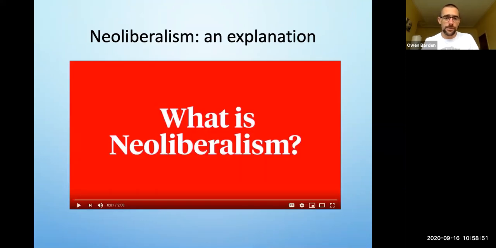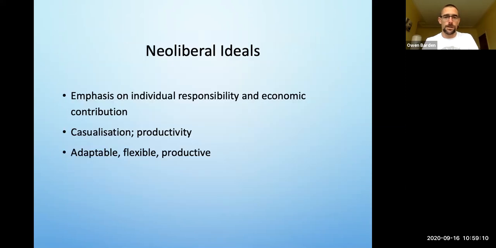So that's a very brief introduction to neoliberalism. I would really urge you to spend a couple of minutes looking at George Monbiot's summary and explanation of neoliberalism that's on Moodle, to get more of an explanation. But in summary, right, this is what we've established so far.